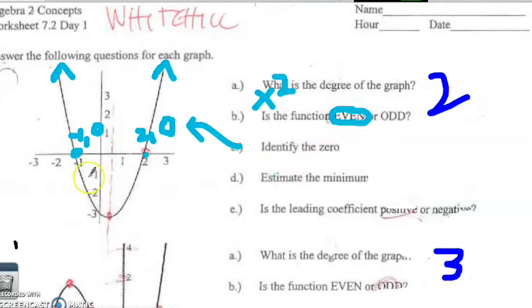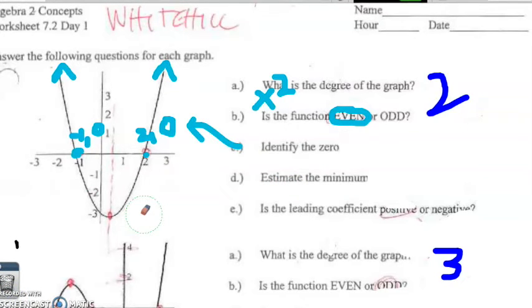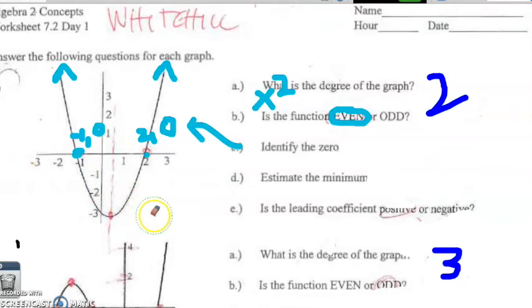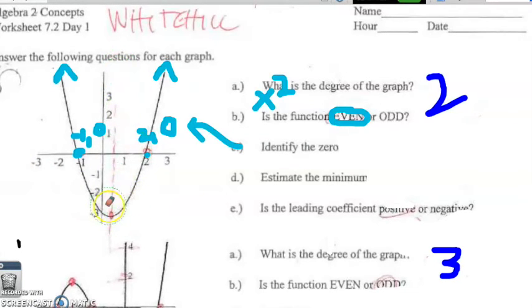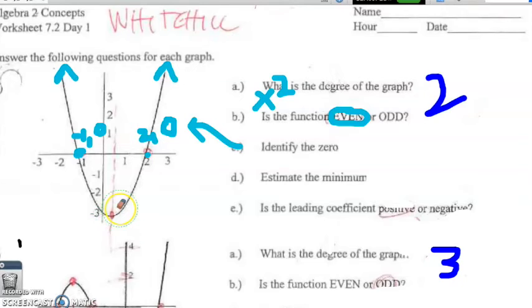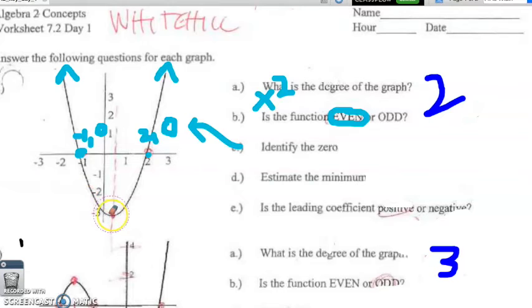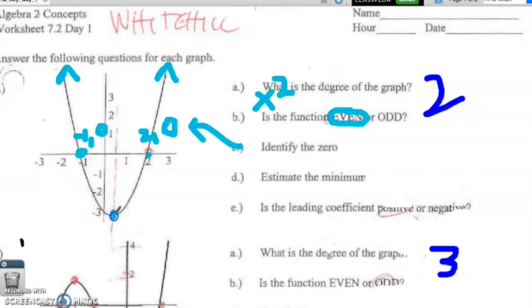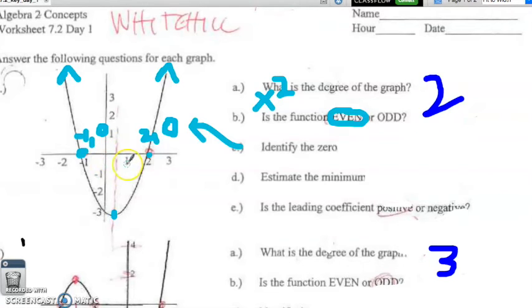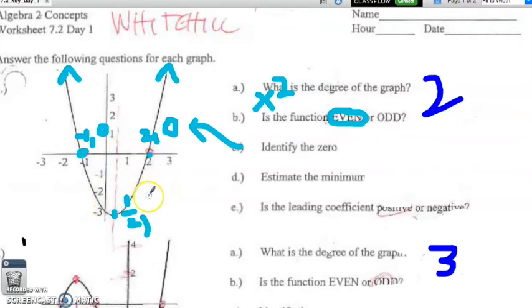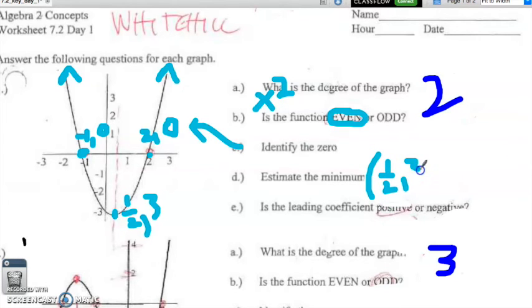Estimate the minimums and the maximums. If you remember, before spring break we talked about minimums and maximums, and if we look here, this has a minimum, this dip, and so when we estimate the minimum, we're going to say the location of this dot right here. So if this is 0 and this is over 1, this is over about a half, and then the location down on the y-axis looks like it's at 3. So our minimum is going to be at 1/2, 3.